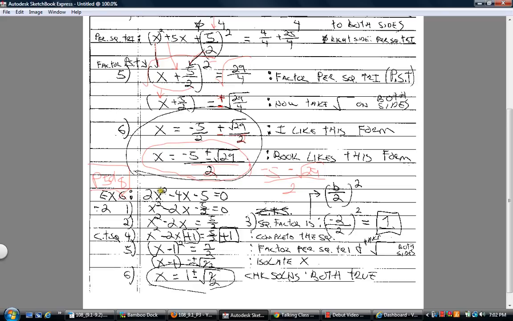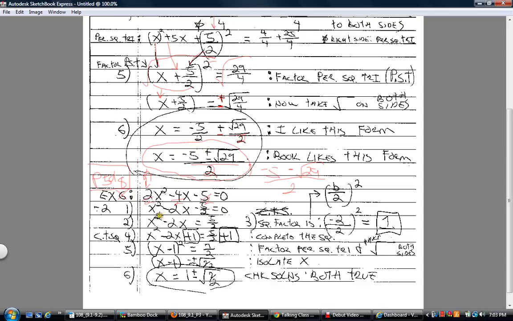The big thing to start it off with is, you notice the a term is a 2. You're supposed to have a 1. How do you get a 1 there? Divide by whatever that a coefficient is. If it's a 2, divide everything by 2. So divide by 2, divide by 2, divide by 2, leaving you x squared minus 2x minus 5/2 equals 0.